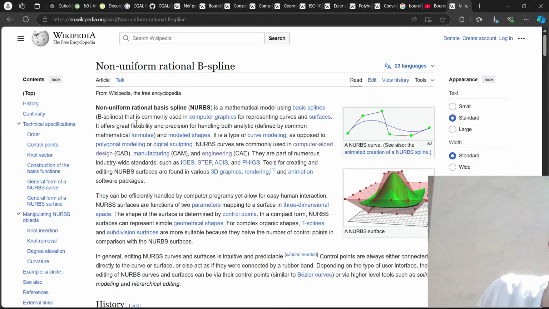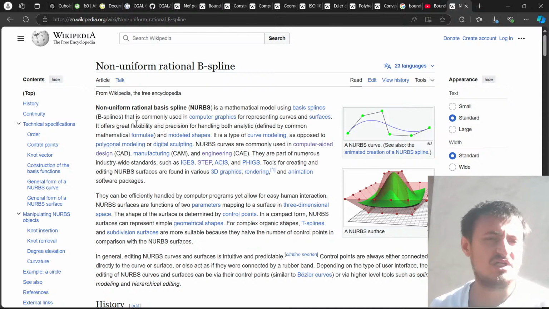Dude, I'm gonna have to learn a lot about splines. Yeah. Gonna need to know a lot about splines.